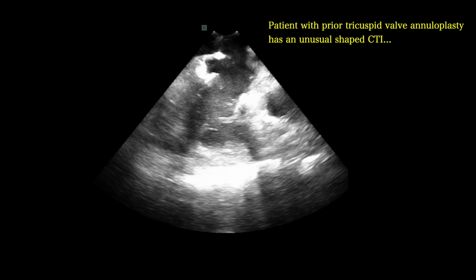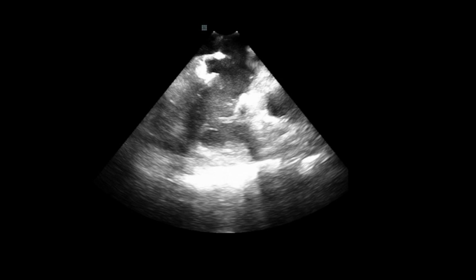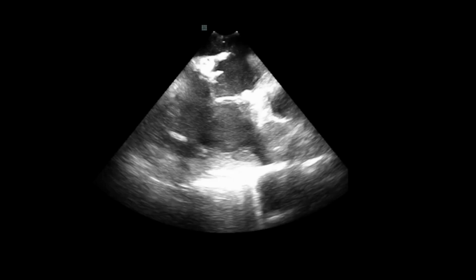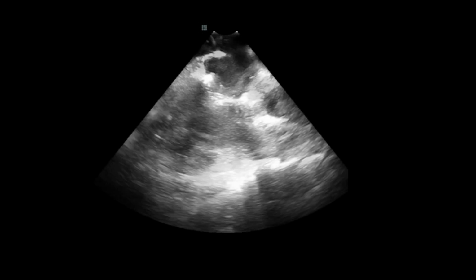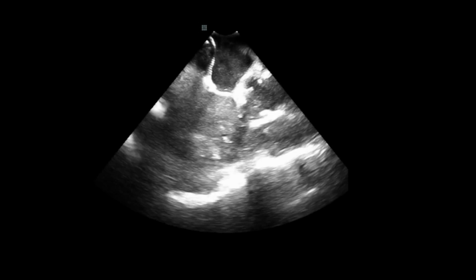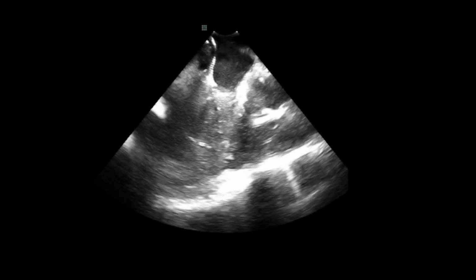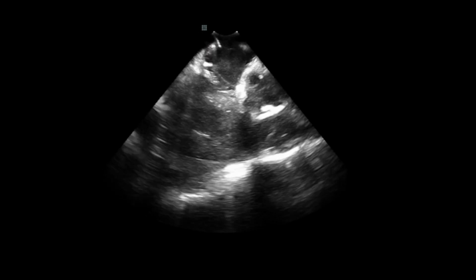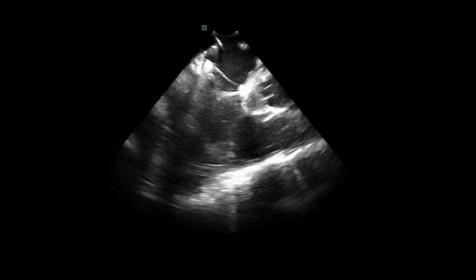This patient also had prior tricuspid valve annuloplasty, but had a very unusual shaped CTI. It is like a semi-square, and that was the area that we were supposed to ablate. But when we saw it on ICE, we were able to perform ablation without any difficulty. Here, as you notice, we are ablating right now at the junction of that very structure and the tricuspid valve. Then we just go and perform a U-curve and go inside that semi-square to finish the catheter ablation.